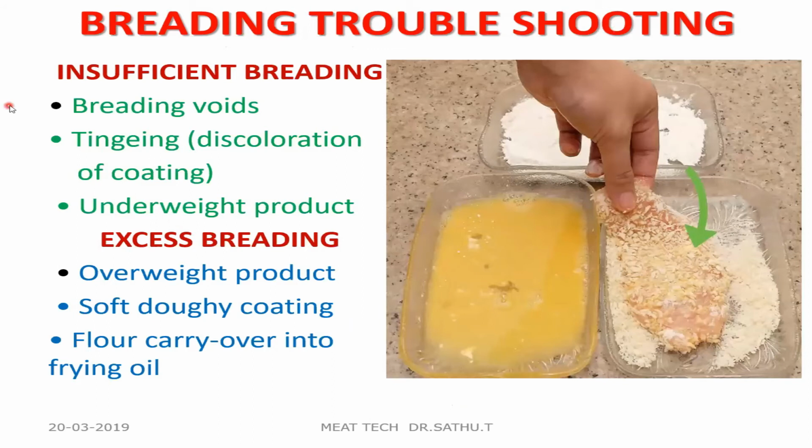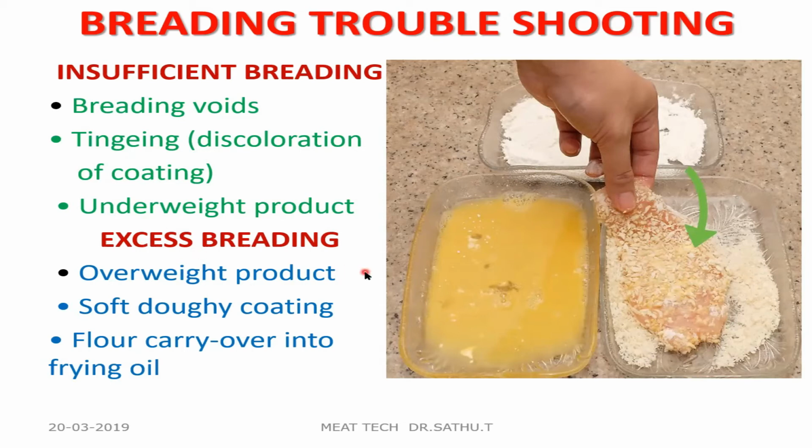So what are the problems that we come across during the breading? Insufficient breading means breading voids will be formed. There will not be proper breading, so you can find voids. You can see here there are voids. Then tinging, discoloration of the coatings. Sometimes, when breading is insufficient, the color will be different from the other parts. Underweight products, the products will be underweight.